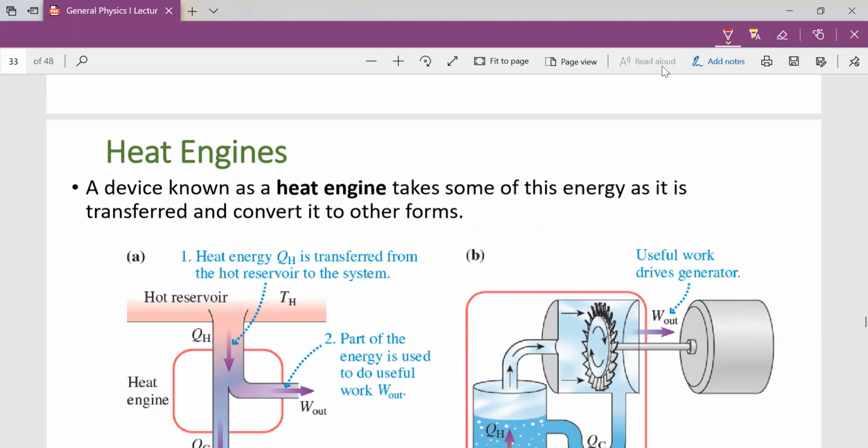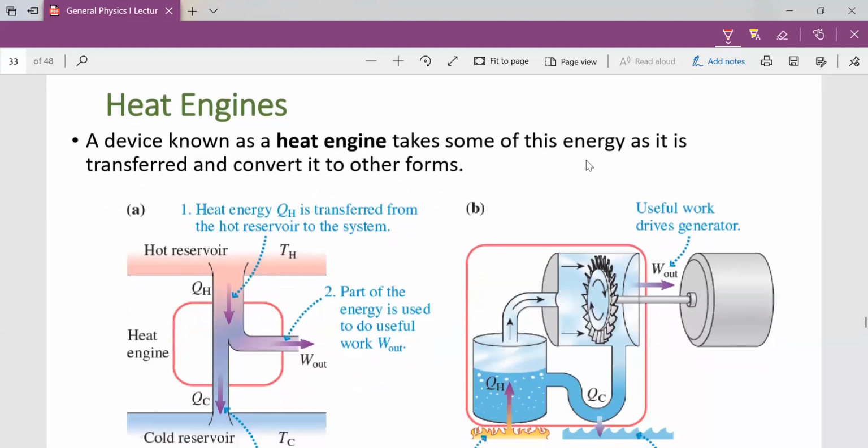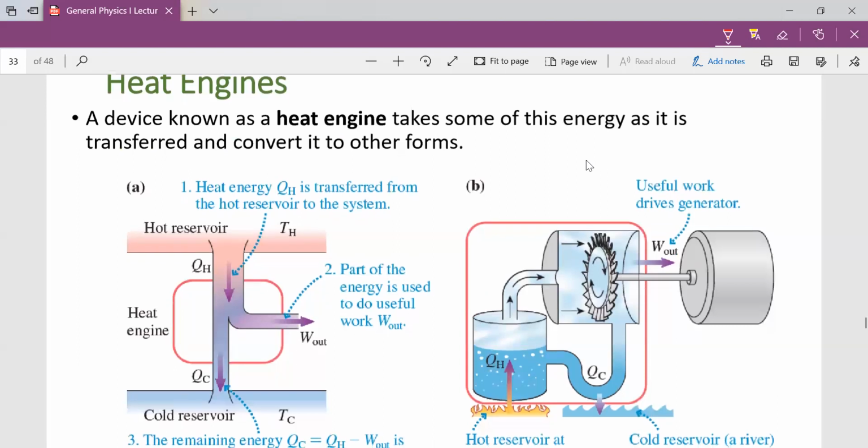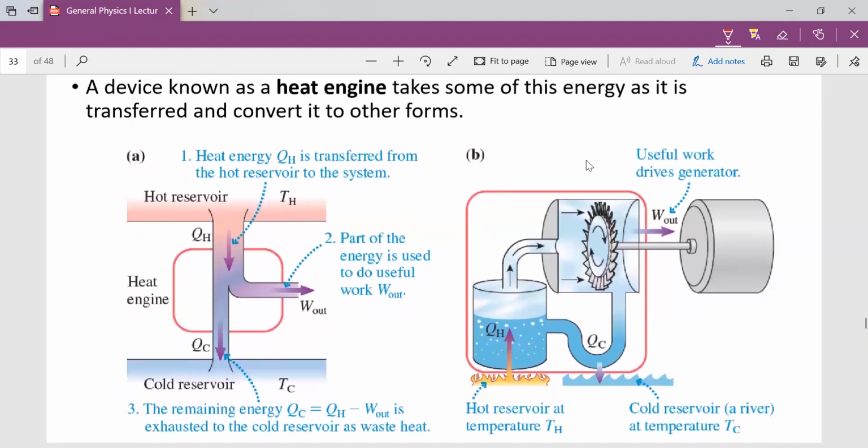So a device known as a heat engine takes some energy, and as it is being converted into another form, uses such energy to do work. The heat engine takes some of its energy as it is transferred or converted to another form. Such a system is what we call the heat engine. So let's see quickly the picture that represents or typifies a heat energy system.